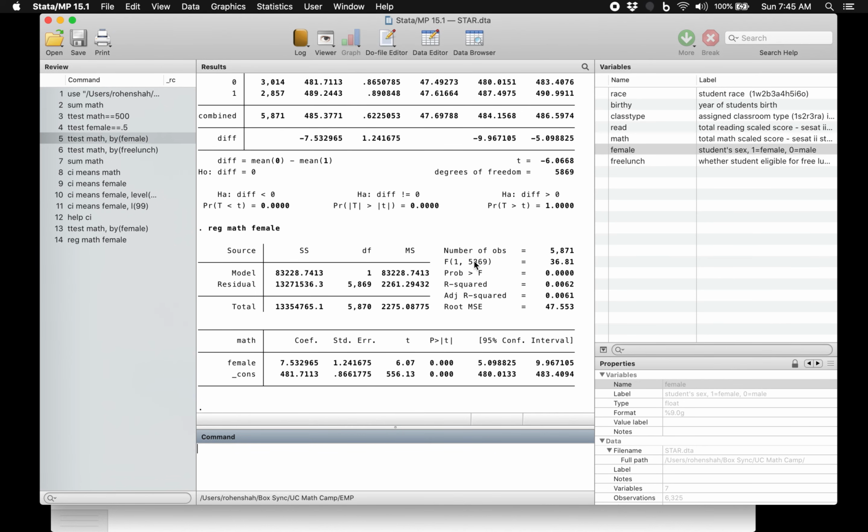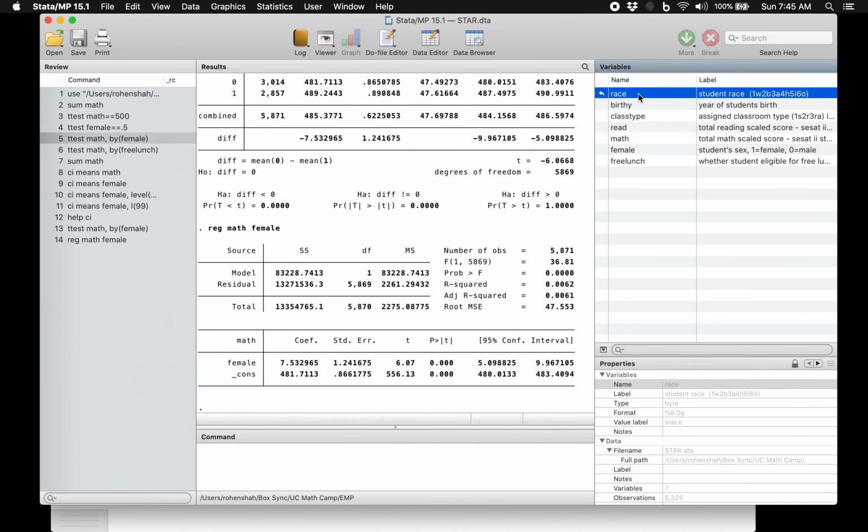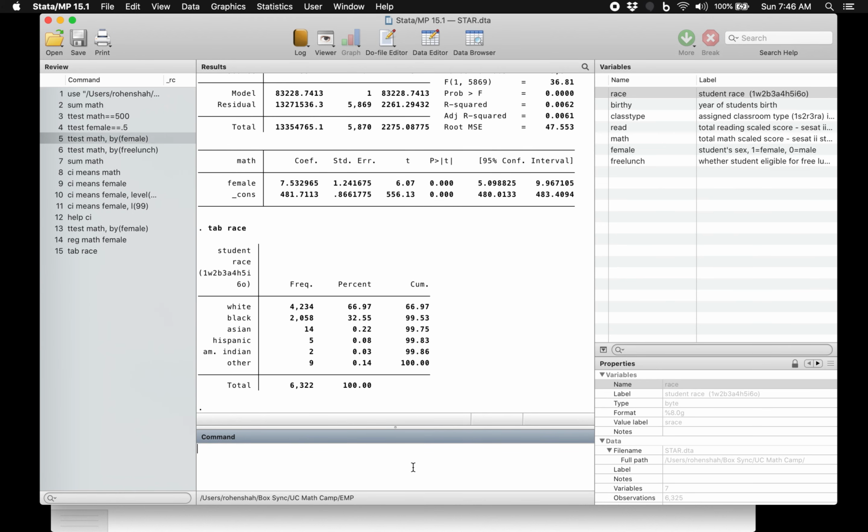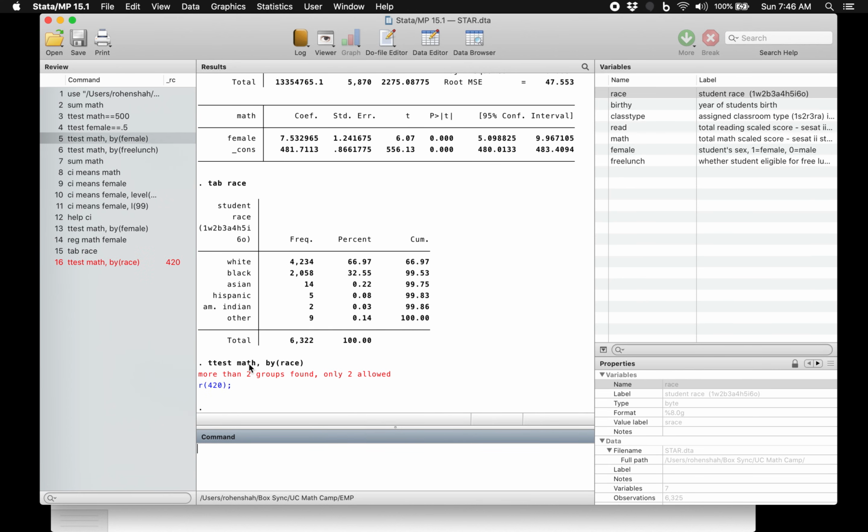Oh yeah, and one other final point, you might think to do a t-test by race. But if you look at race, if we just tab race, there's more than 2 categories, which means you actually can't do a t-test. The t-test specifically only works when there are 2 categories. If we tried that command, t-test math by race instead of female, it's going to give us an error because only 2 groups are allowed.